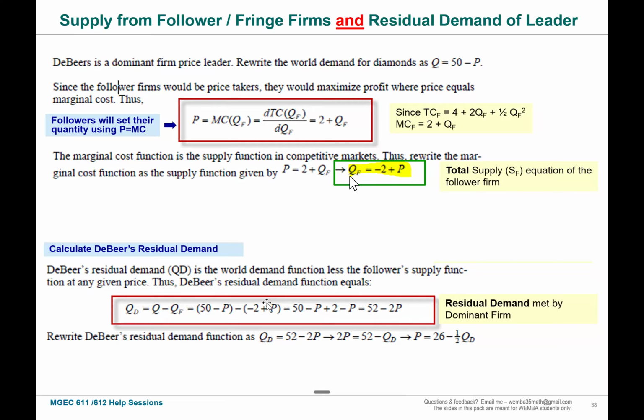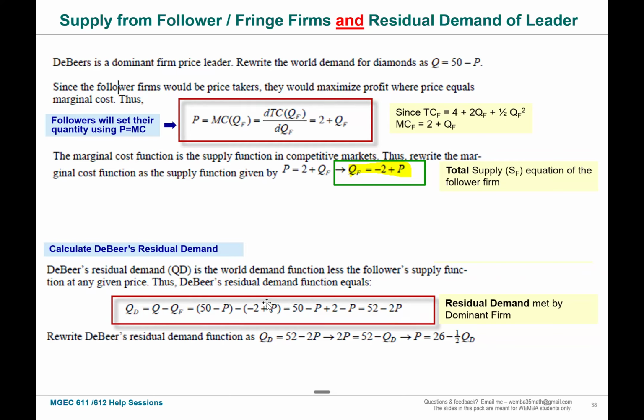Now I have to compute the demand that the dominant firm will face. That demand, QD, is the total demand minus what is supplied by the fringe firm. So Q minus QF. Q is 50 minus P, the total demand, minus QF, which is minus 2 plus P. Solving for QD gives you 52 minus 2P. That's the residual demand faced by the dominant firm.